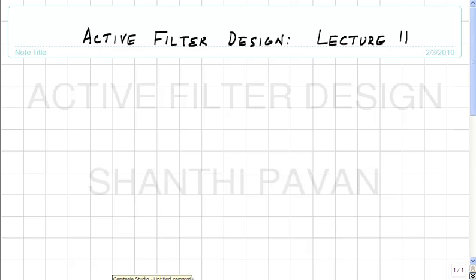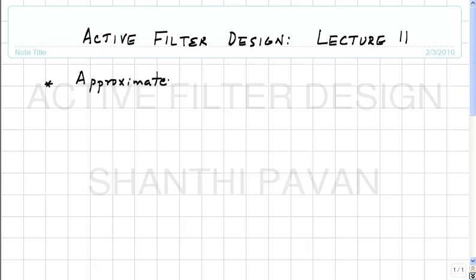This is active filter design, lecture 11. So far we have seen several things. First is how one can approximate a desired magnitude response by a ratio of polynomials in S, which when evaluated on the j omega axis gives you some kind of resemblance to the characteristic you desire.